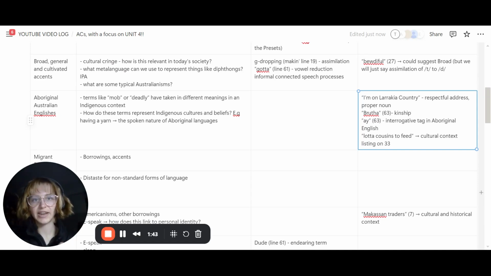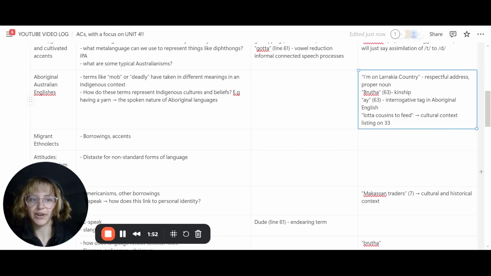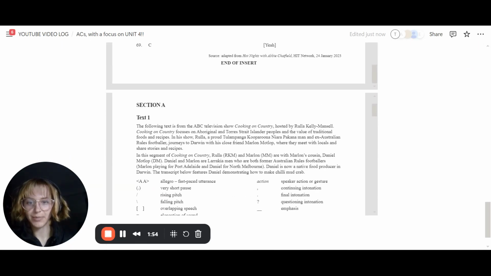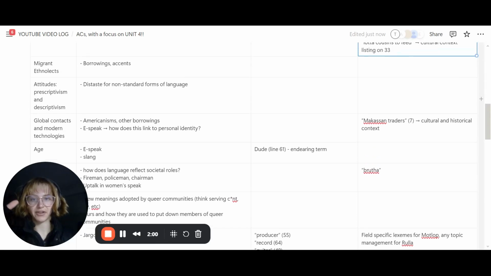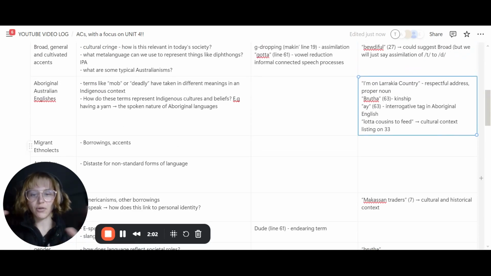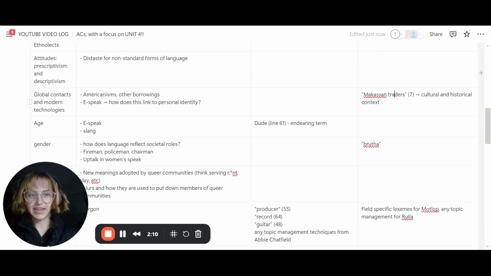So Larrakia country is a respectful address with the proper noun at the start. Brother for kinship, a interrogative tag. A lot of cousins to feed, and listing on line 33, which is about here. Families, aunties, uncles, parents, all of that reflect the cultural context of big, kinship families and their cultural values. Cool. Didn't have anything for migrant ethnolects, unfortunately.